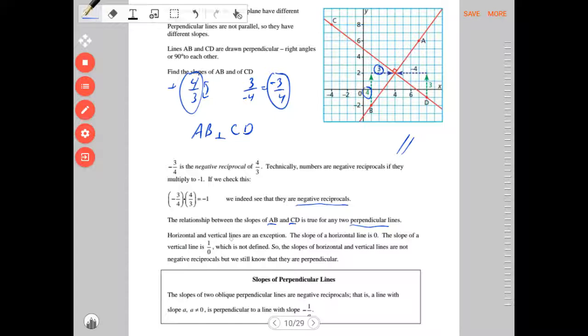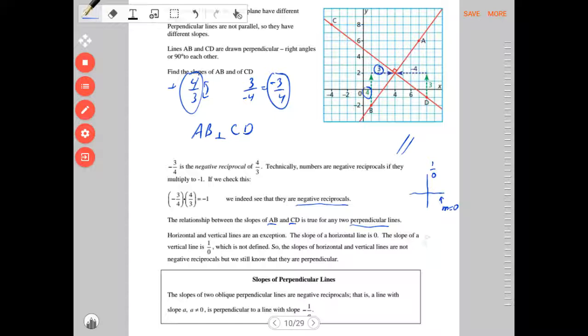Horizontal and vertical lines are an exception. Now remember, a horizontal line looks like that, a vertical line looks like that. The horizontal line has a slope of 0. The slope of a vertical line, though, remember, is undefined. It's like 1 over 0.